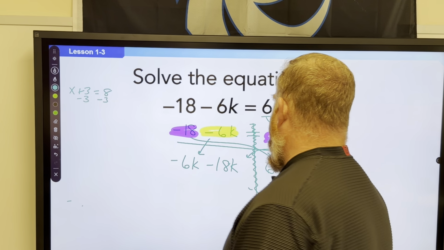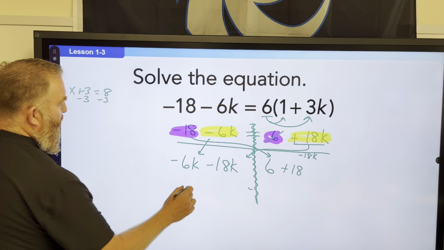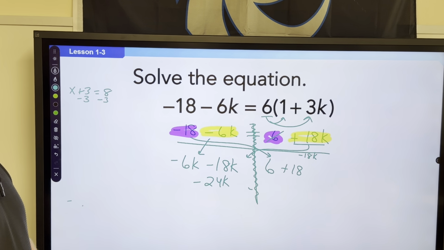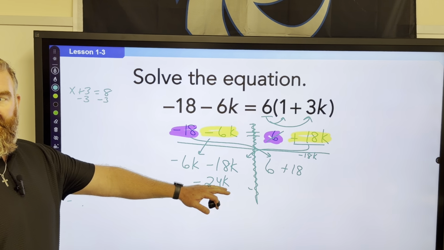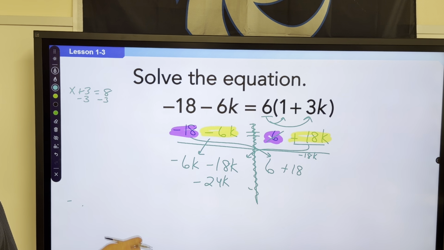Okay, all right, here we go. What's negative 6 minus 18? Negative 24k. This right here has made me want to sing Bruno Mars all day long. 24k. 24 karat magic in me.